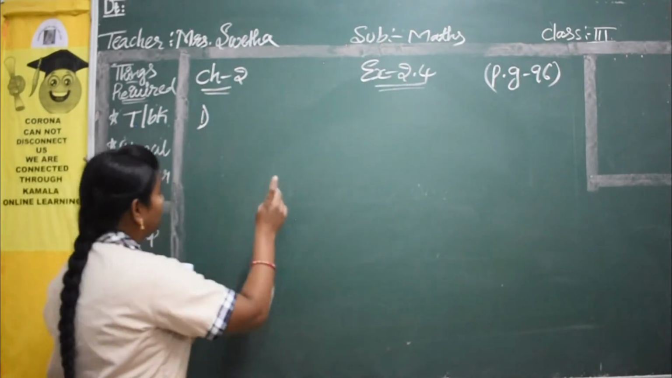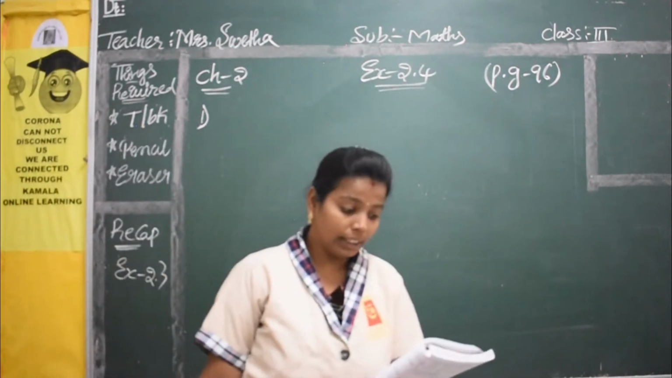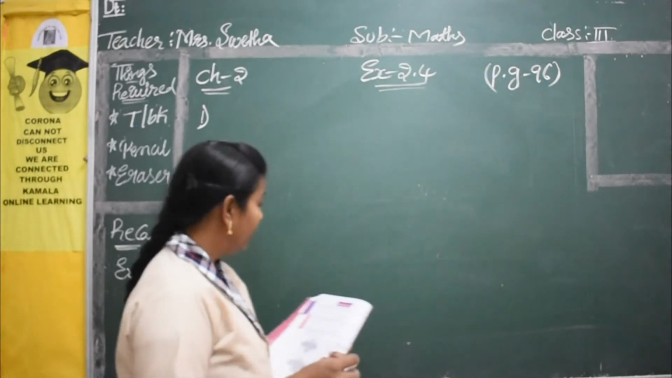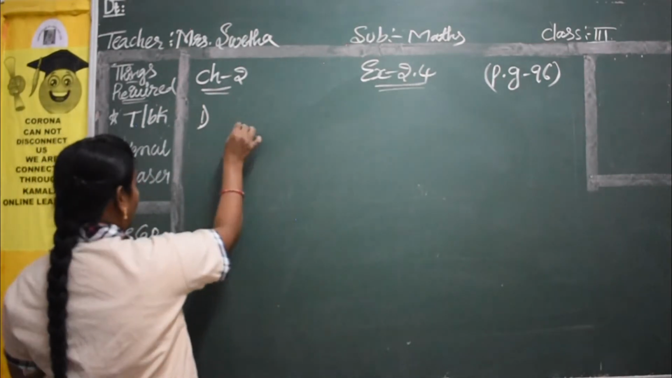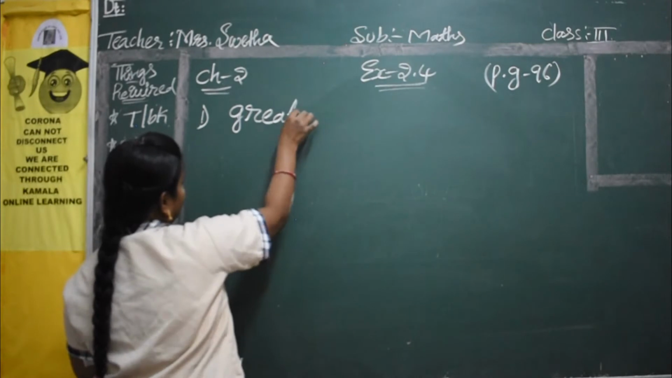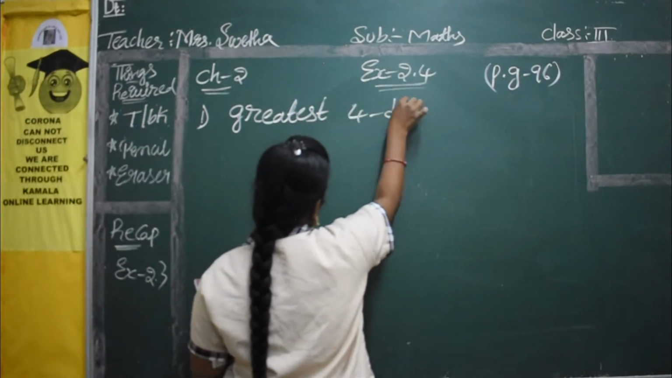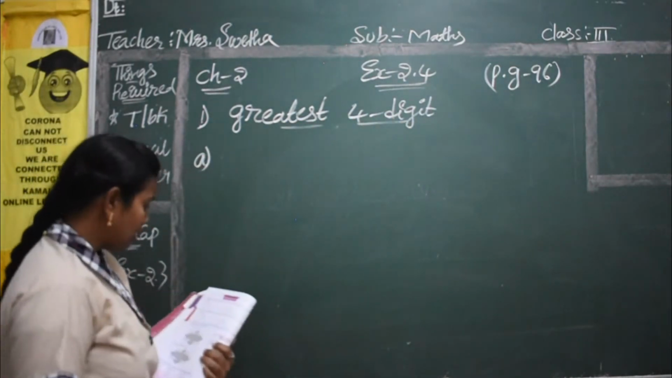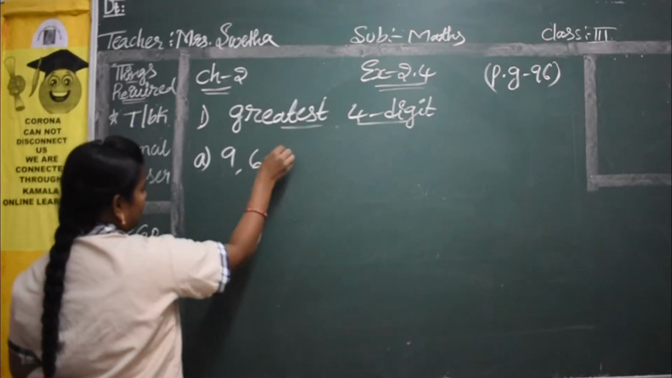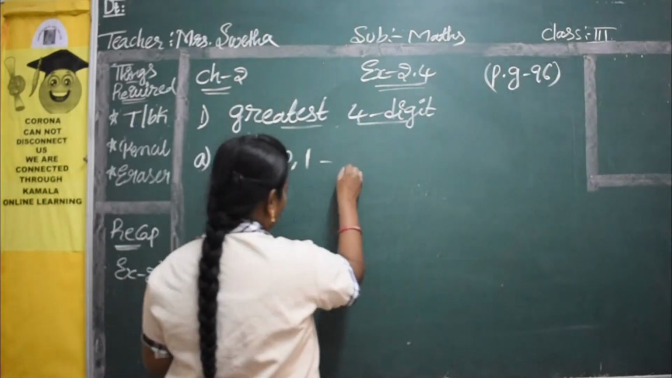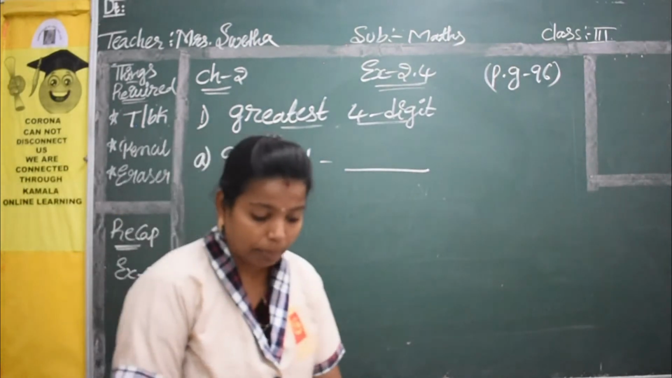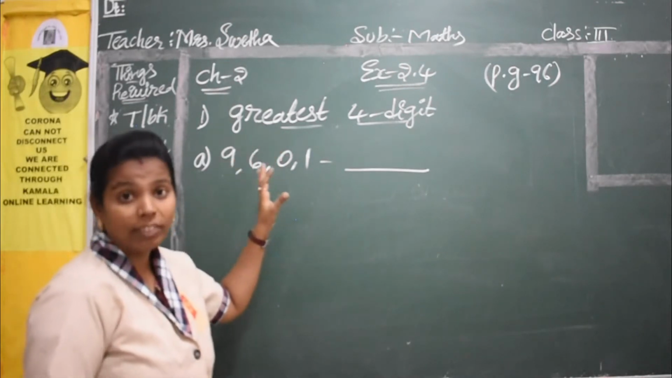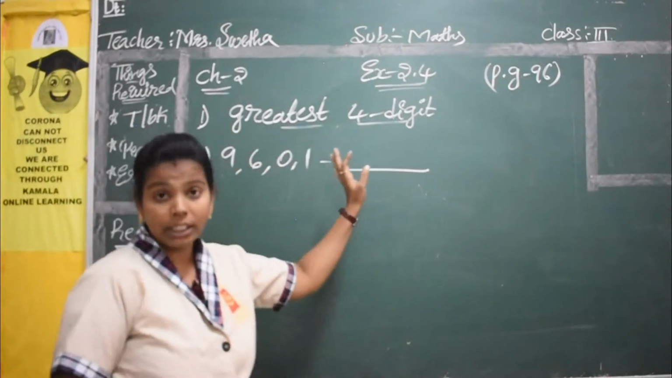In exercise number 2.4, the first bit says: build the greatest 4-digit number using the given digits without repeating the digits. Here they have given you a few digits and you have to frame the greatest 4-digit number. The first one they have given is 9, 6, 0 and 1. By using these numbers without repeating, you have to form the greatest number.